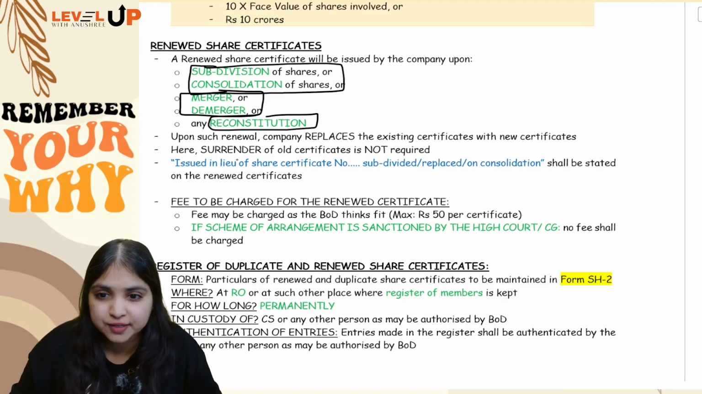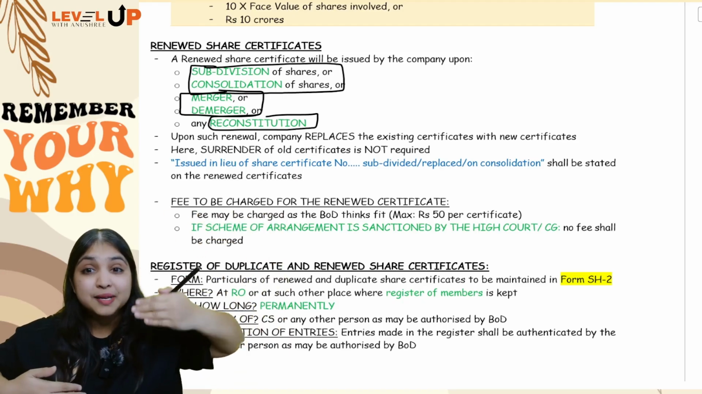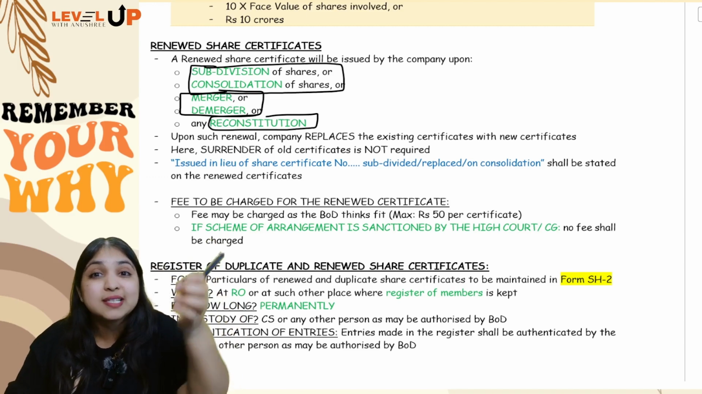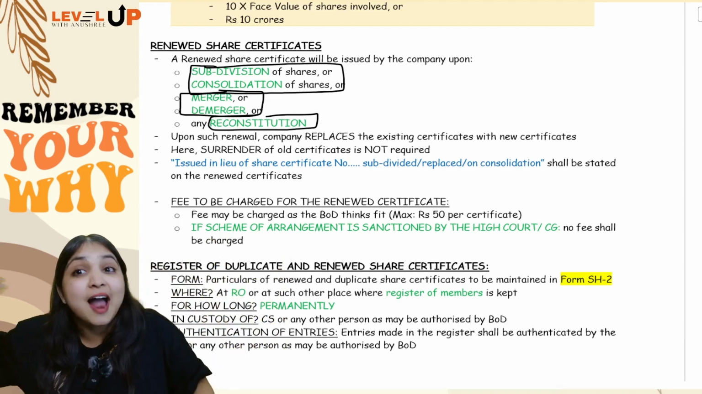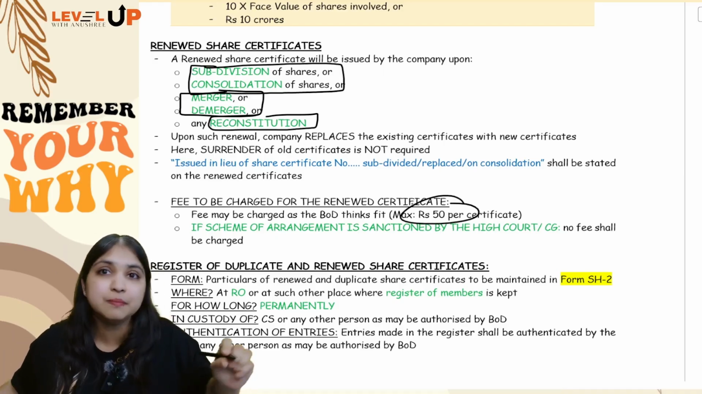In a renewed share certificate, surrender of old certificates is not required, because as soon as the company gives us a renewed one, the old one, the original one, automatically becomes a useless piece of paper with which we can just make a rocket and fly it off. Alright, guys. And even for a renewed share certificate, the company can charge a fee. How much? Maximum 50 rupees.